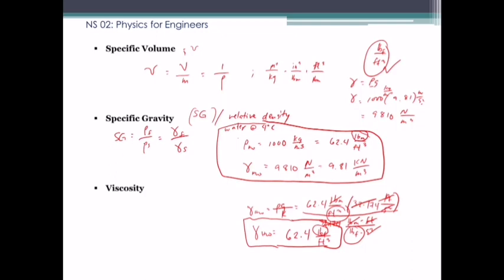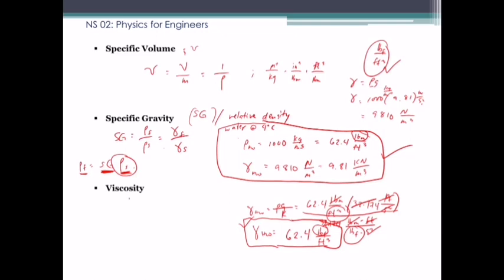Specific gravity is very useful. Say, for example, you don't have the density of the fluid but you are given the specific gravity. Multiply that with the density of the standard substance, so the specific gravity of the fluid times the density of the standard substance, and you get the density of the fluid. So you must know the density and the gamma of the standard substance, which is water, and be familiar with these values.